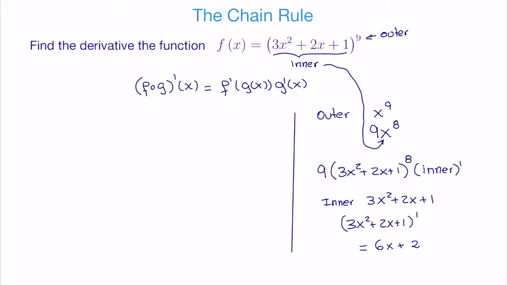We are ready to find the derivative of the composition. The derivative of f at x is going to then be 9 times 3x squared plus 2x plus 1 to the 8th power. And then we have to just multiply by the derivative of the inner function. And that's our derivative.